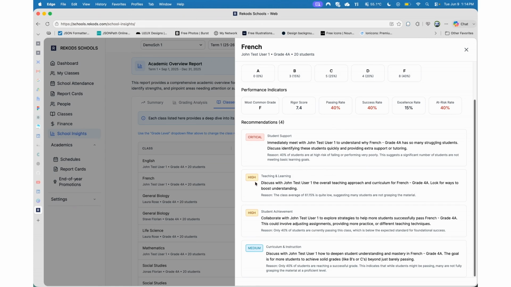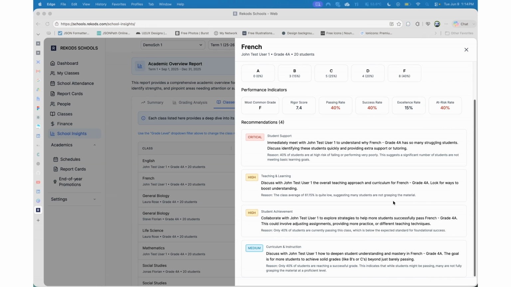Work with the teacher to explore what's driving the low passing rate, whether that's the assignments, the pace, the approach, and make adjustments. The labels matter. Critical means act now. High means act soon. Medium means worth addressing when you have the bandwidth. And positive is there when something is working well. Not every recommendation is a problem to solve.